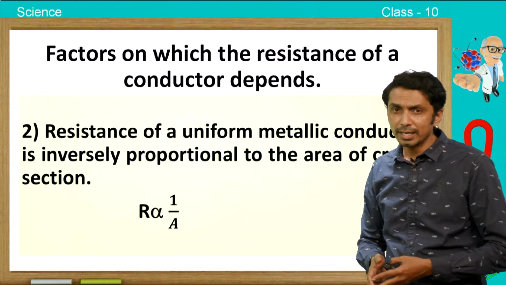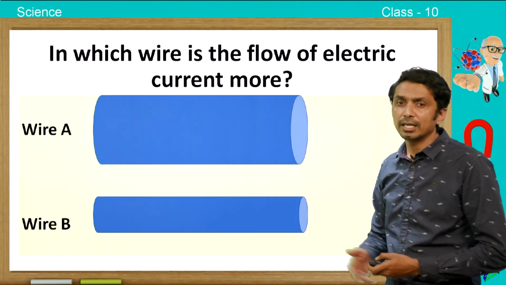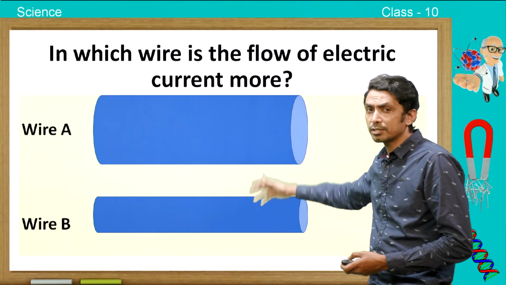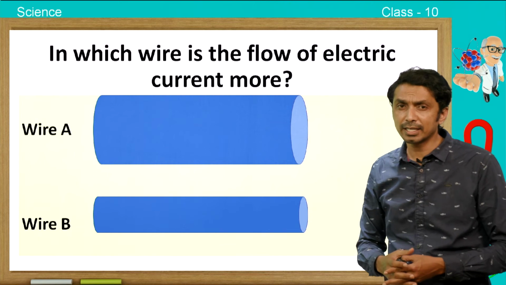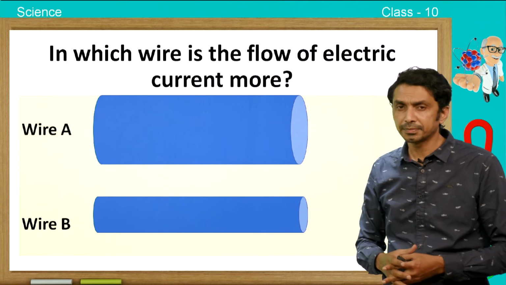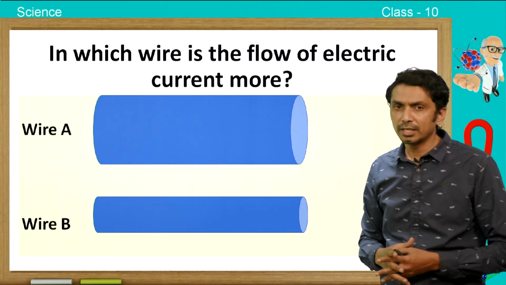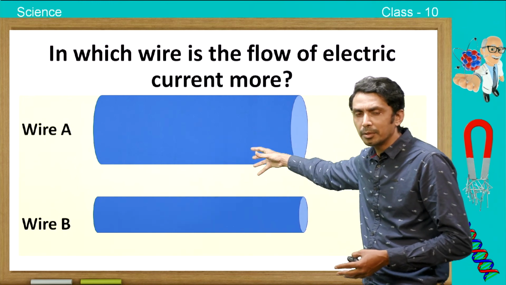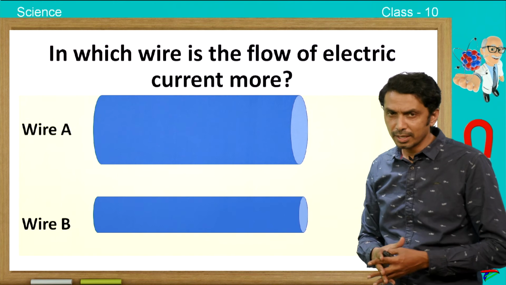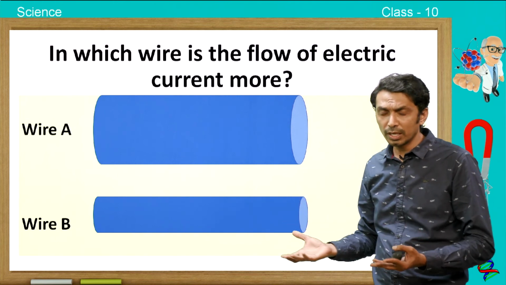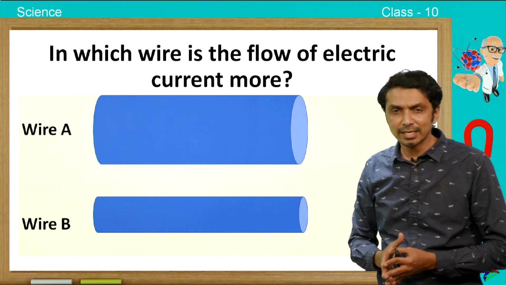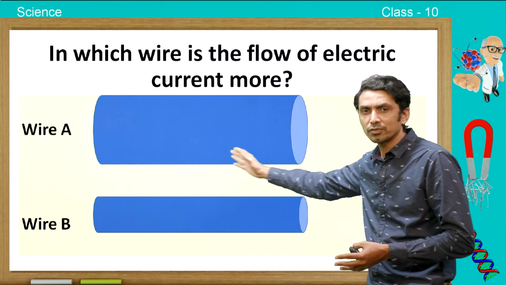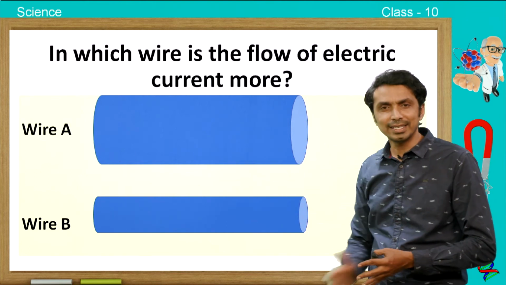So we can say in these two wires, in which wire is the electric current more? Yes, children, you are right. In wire A, it is having bigger area of cross section. So if the area of cross section is more, the resistance will be less. Therefore, here more amount of charges can flow easily.